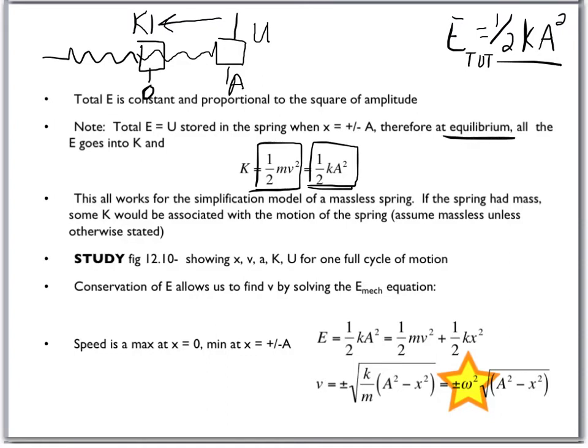Now again, this all works for the simplification model of a massless spring. If the spring had some sort of mass, some of that kinetic energy would have to be associated with the motion of the spring itself. So we will assume massless springs unless we're told otherwise.